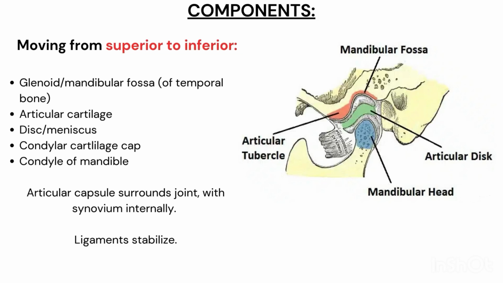Let's imagine that this entire joint is surrounded by an articular capsule. The capsule has an internal lining of synovium, which will produce synovial fluid to lubricate the TMJ. And also there are ligaments to stabilize it. This slide is just to give a brief idea about the components of TMJ. We will discuss each and every component in detail in the coming slides.